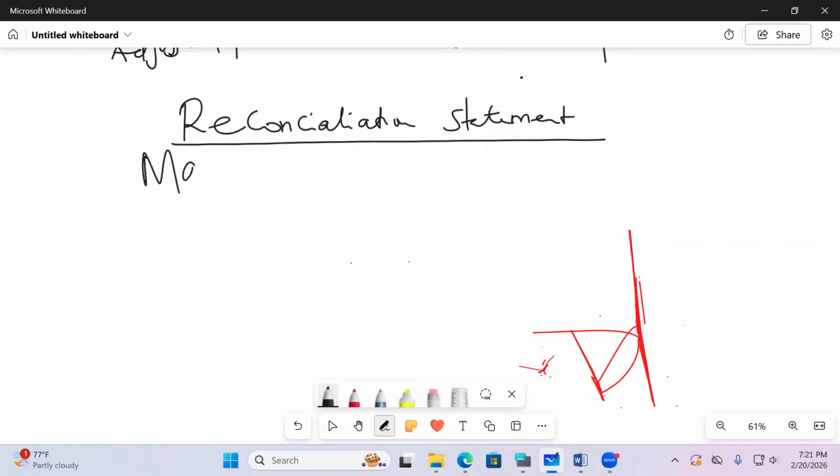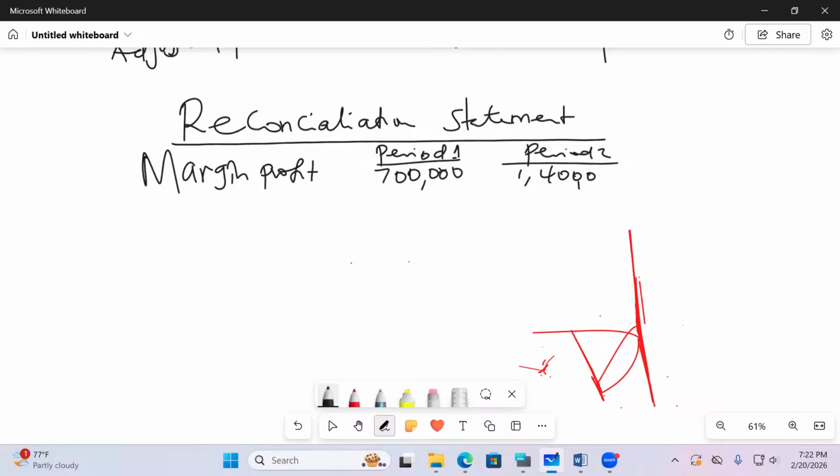Marginal profit. So period 1, period 2. You have your marginal P and L. Do you remember marginal P and L? Are you able to give me the period 1 profit? This is 700,000. How about period 2? 1 million. 1.4 million.